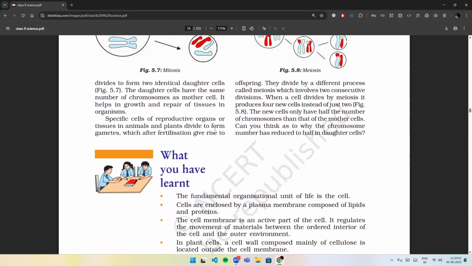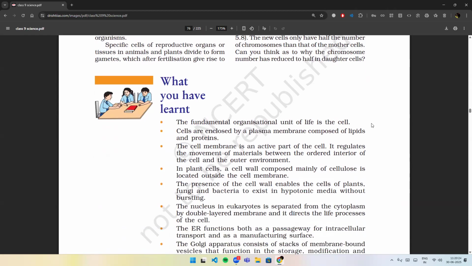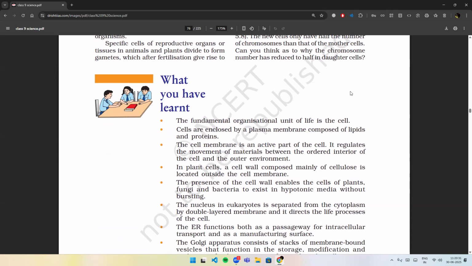Specific cells of reproductive organs or tissues in animals and plants divide to form gametes, which after fertilization give rise to offspring. They divide by a process which is different and is called meiosis, which involves two consecutive divisions. When a cell divides by meiosis, it produces four new cells instead of just two. The new cells only have half the number of chromosomes of the mother cells. Can you think as to why the chromosome number has reduced to half in daughter cells?